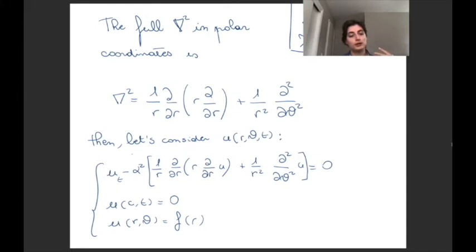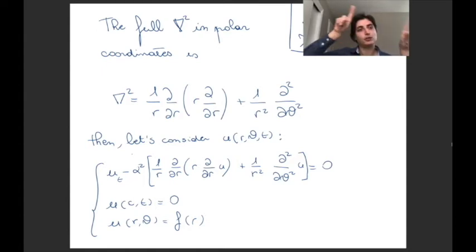So if we are writing out our heat equation in polar coordinates, with u being a function of r, theta, and time, then we retrieve this formulation: u_t minus alpha squared multiplied by 1 over r delta over delta r times r delta over delta r u plus 1 over r squared delta squared over delta theta squared u, close parenthesis, all equal to 0.